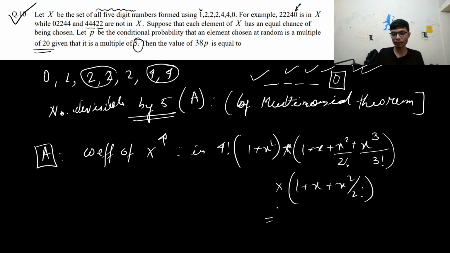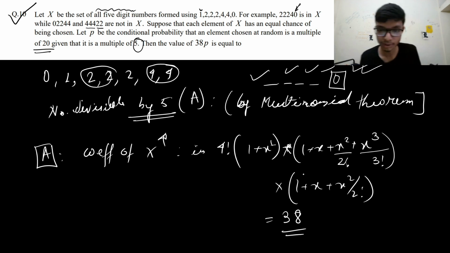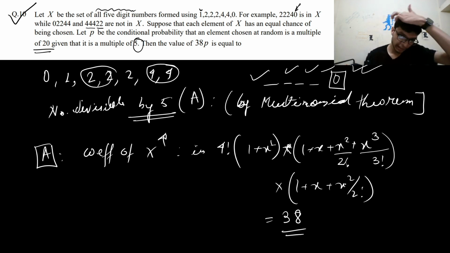And if you directly calculate it, you will get the value as 38. I have calculated it on my own, so you can see it. You will get the value as 38. So it's simply taking out the coefficient of x to the power 4, and don't forget to multiply by 4 factorial.